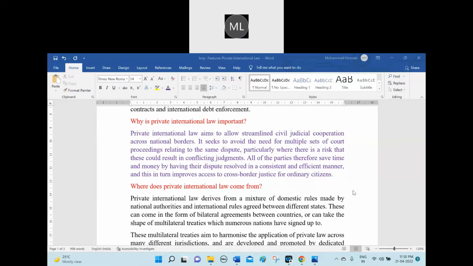Why is private international law important? Private international law aims to allow streamlined civil judicial cooperation across national borders. It seeks to avoid the need for multiple sets of court proceedings relating to the same dispute, particularly where there is a risk that these could result in conflicting judgments. All of the parties therefore save time and money by having their dispute resolved in a consistent and efficient manner, and this in turn improves access to cross-border justice for ordinary citizens. That is the importance of private international law.